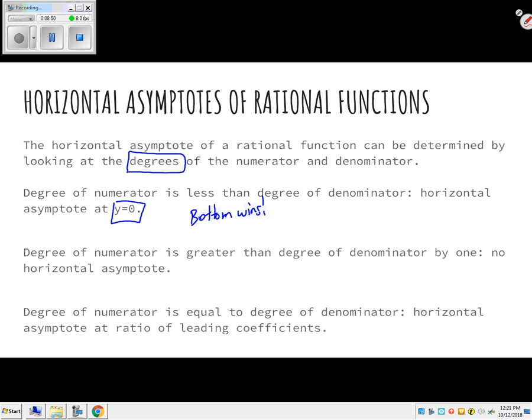Now, the next one, it says the numerator wins. It's greater than the degree of the denominator. So I just say top wins. And if the top wins, the numerator gets to decide where to put the horizontal asymptote. And he says, you know what? I'm lazy. I don't want to have no horizontal asymptote. Not like that's on 2 different lines, but no horizontal asymptote.